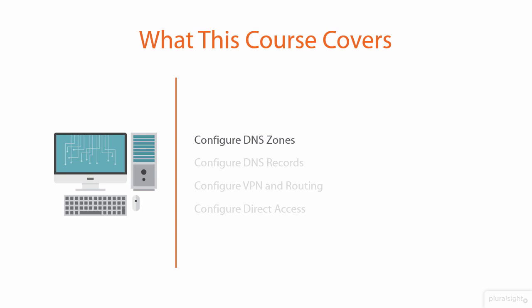With the zones out of the way, we'll go into what is probably the easiest of the four different modules in this course, that being one on configuring DNS records. Now, I say it's easy, but what we're really talking about here is having a deep understanding of the different kinds of possible records that you could add to a DNS zone.